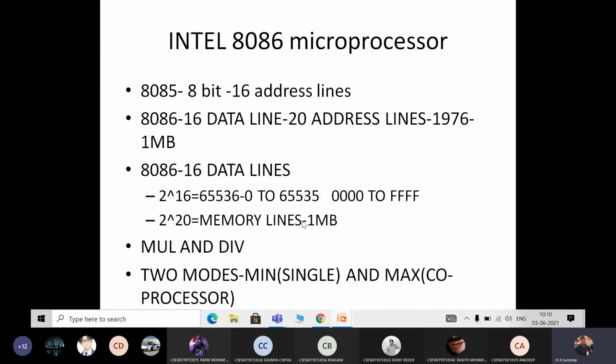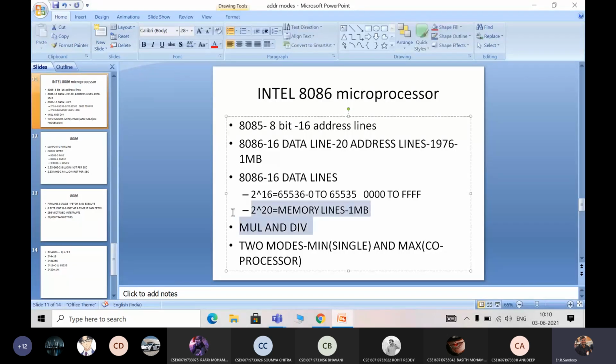It will directly support the operations multiplication and the division. Whereas in the case of the 8085 microprocessor, we cannot perform multiplication and the division directly. So these are not there. But in the case of 8086, we have it directly. Fine.